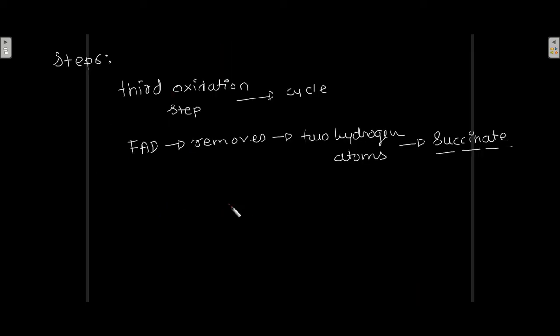Now, in step 6, which is the third oxidation step in the Krebs cycle, FAD removes 2 hydrogen atoms from the succinate. There is formation of succinate in step 5, right? Now, from that succinate, the 2 hydrogen atoms are removed by FAD in step 6.